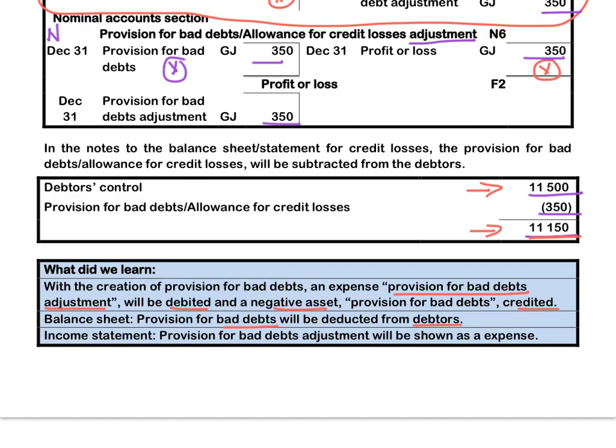In the income statement, the provision for bad debts adjustment will be shown as an expense because for the current year we created the provision for bad debts. If the provision for bad debts is increased, it is shown as an expense in the income statement. If the provision for bad debts is reduced, it is shown as an income in the income statement.